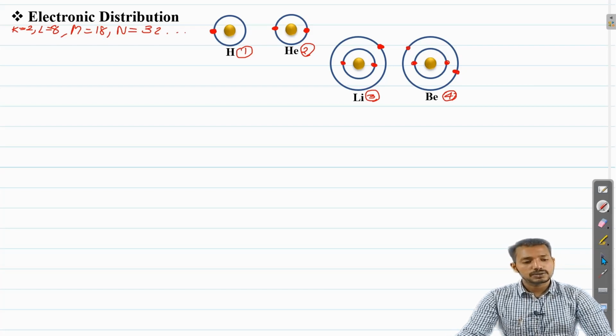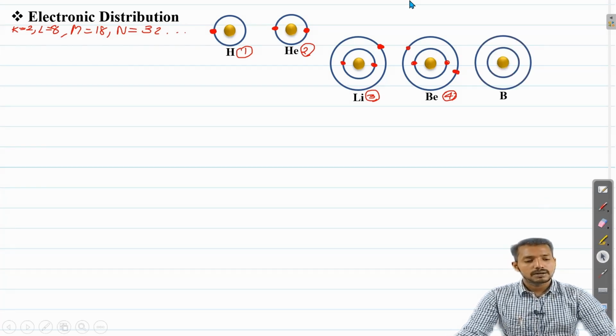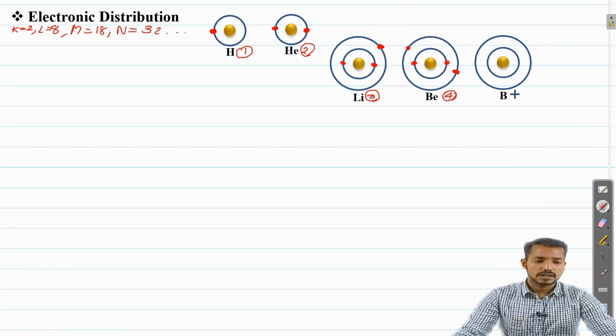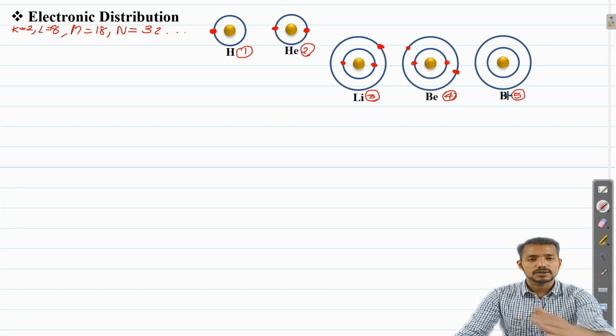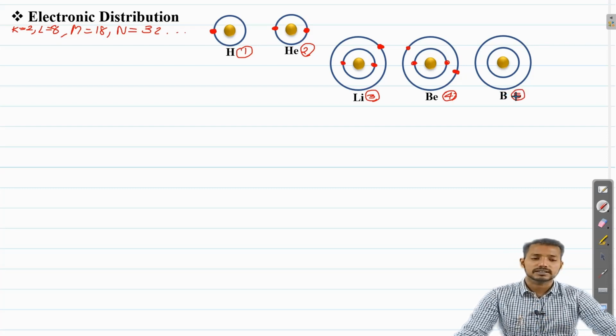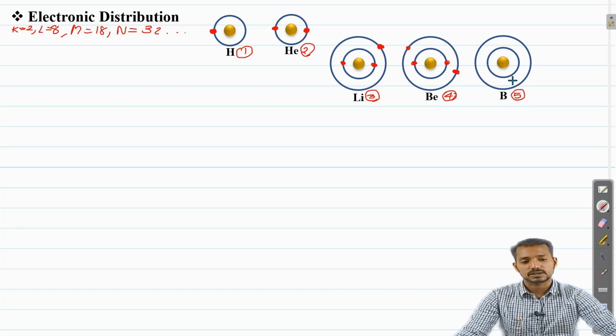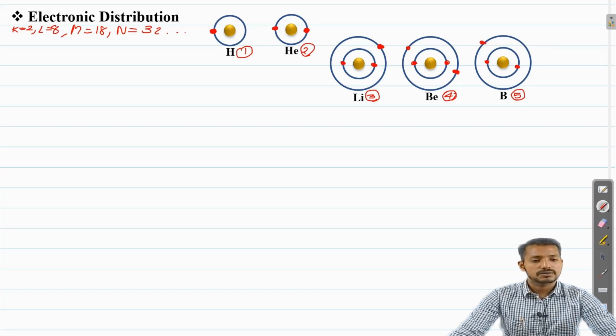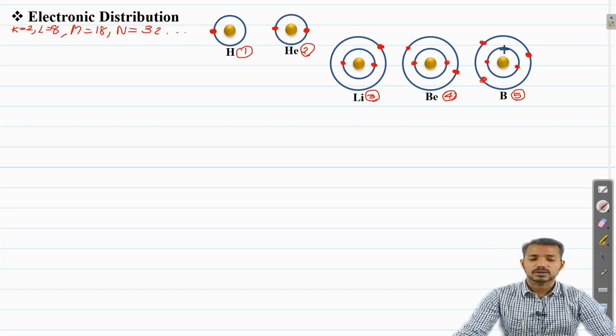Now we are moving to the next atom, that is boron. In case of boron, atomic number is 5. That means in a neutral boron atom, there are 5 electrons. One by one we are going, okay? 1, 2, 3, 4, like that, in increasing order of the number of electrons. So first 2 electrons in the first shell, and the remaining 3 electrons can be filled in the second orbit, because maximum 8 electrons are possible in the second orbit.